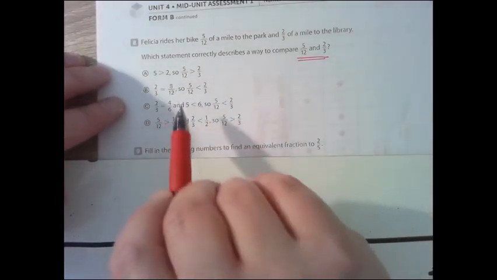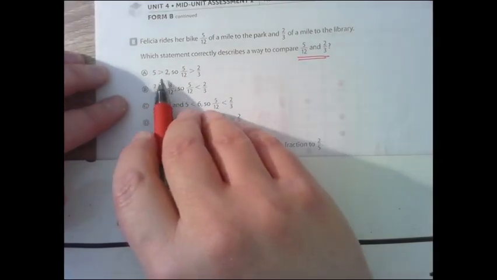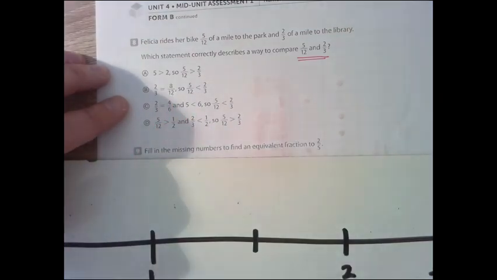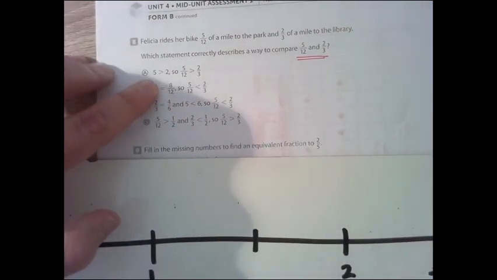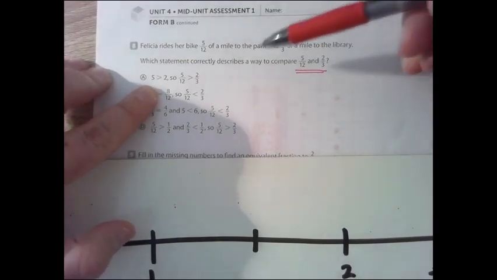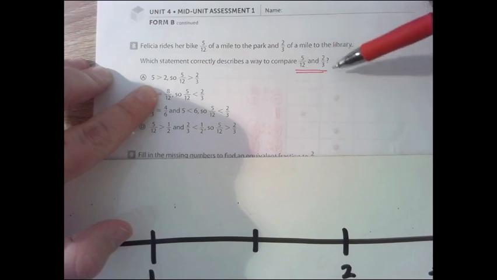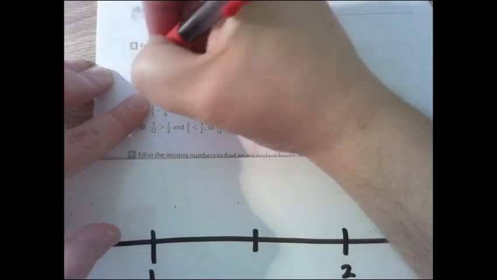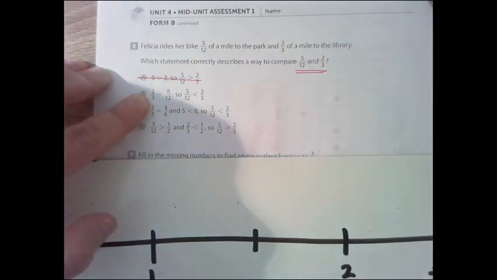So let's go through A. It says 5 is greater than 2, so 5/12 is greater than 2/3. Well, first of all, this is not an option because we're not even comparing whole miles. And over here, we're just comparing 5/12 and 2/3. So we're not even comparing 5 wholes and 2 wholes. So that is eliminated.